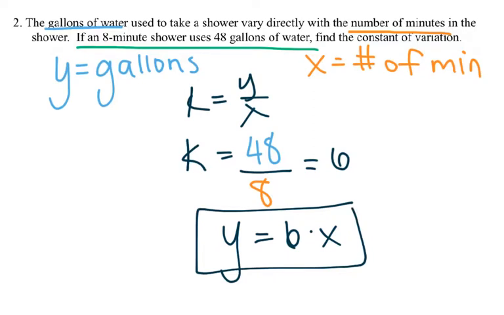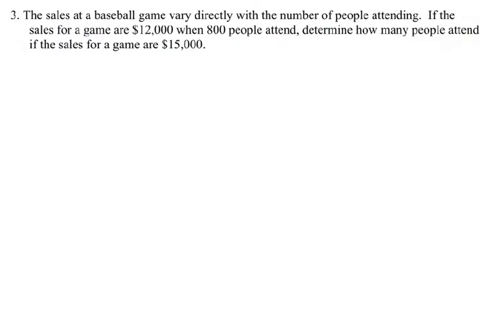Alright, so hopefully you understand how to find the constant and how to write the direct variation equation. And now we're going to do some full-on word problems. Alright, same thing. I want you to find the X and the Y value, and then I want you to find the constant, and I want you to write the direct variation equation. Pause the video and try it in 1, 2, 3.